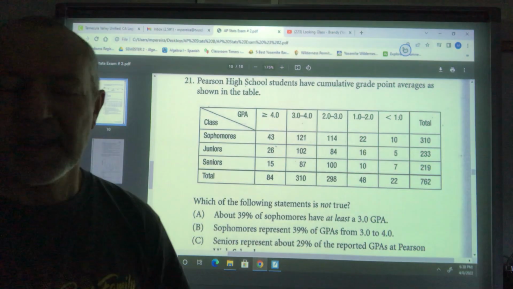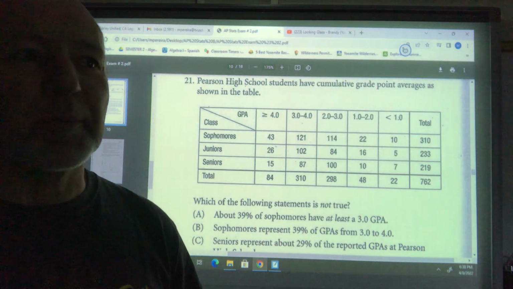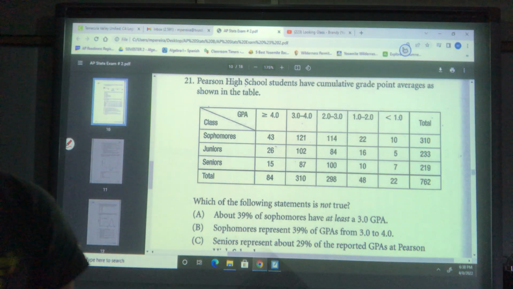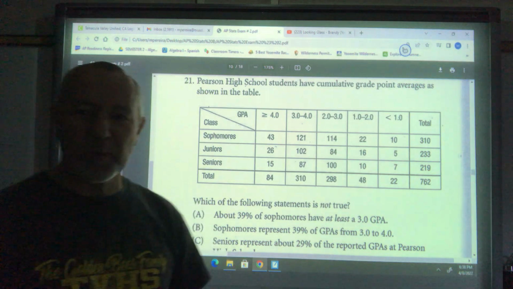Hello everybody. We are heading out for problems number 21 through 40 on exam 2. So we are starting at number 20, and these 21 through 30 went pretty quick, so I think you'll like that.